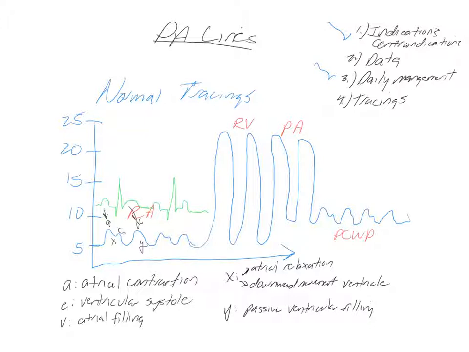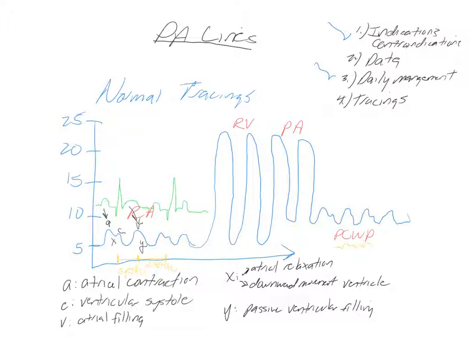Another way of looking at this tracing is to note that the C wave represents the onset of systole that continues to the peak of the V wave. And then from the peak of the V wave until the next C wave is diastole. And again, we're focusing here on the RA tracing, which is a reflection of right-sided pressures. The same principles hold true on the pulmonary capillary wedge pressure tracing.